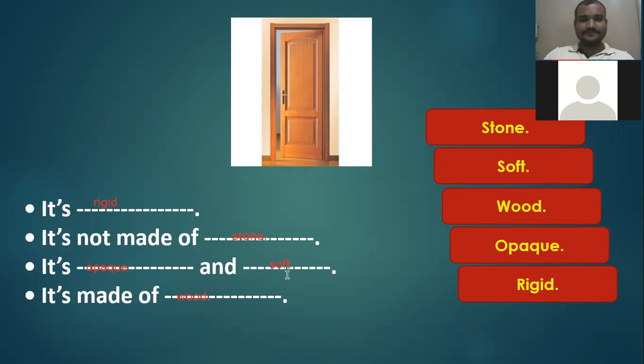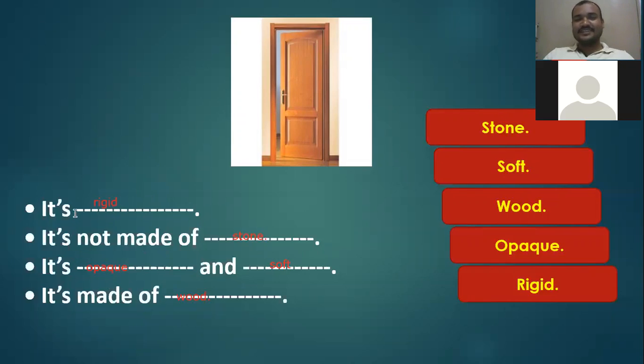But if you observe, here we mentioned soft, here we mentioned rigid. Soft and rigid are opposite words, right? So here we are saying it is rigid, but here we are saying soft. How is it possible? Opaque and soft, opaque and rigid. Okay, here we will say opaque and rigid, but rigid cannot be soft.